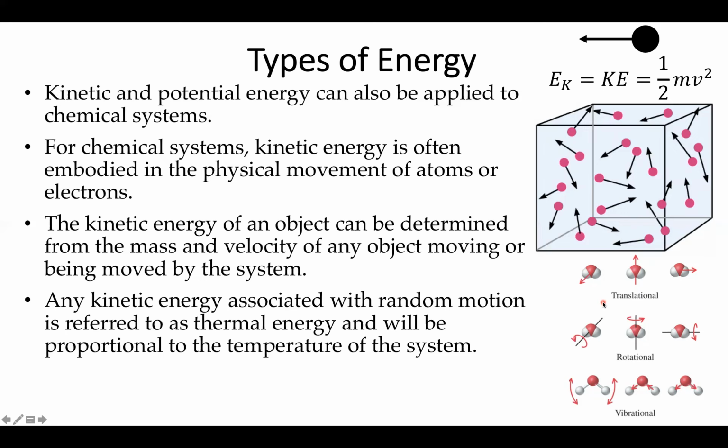This type of random kinetic energy is called thermal energy. It's not energy being used to move an object, it's going every which way. And this thermal energy is what we're monitoring when we're looking at the temperature of a system.